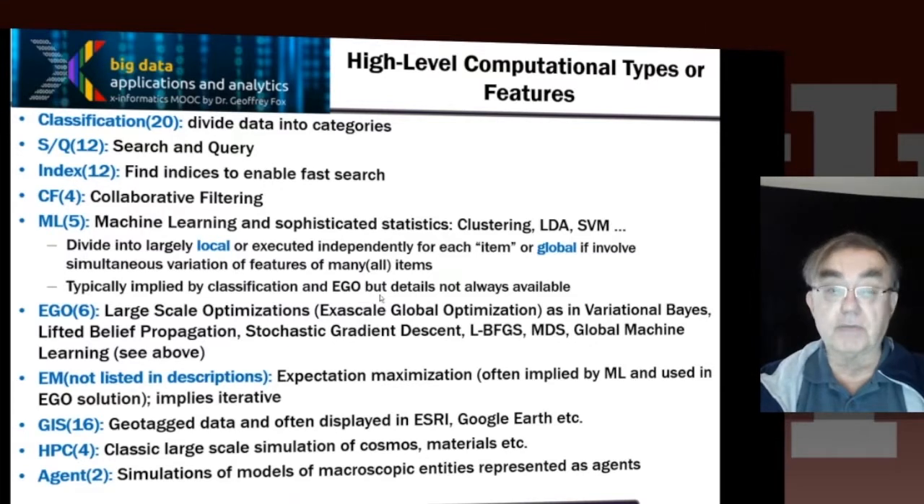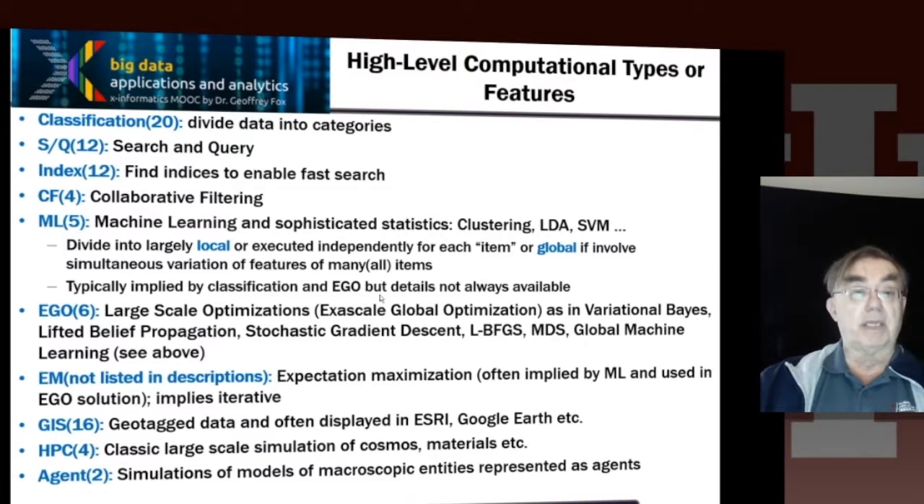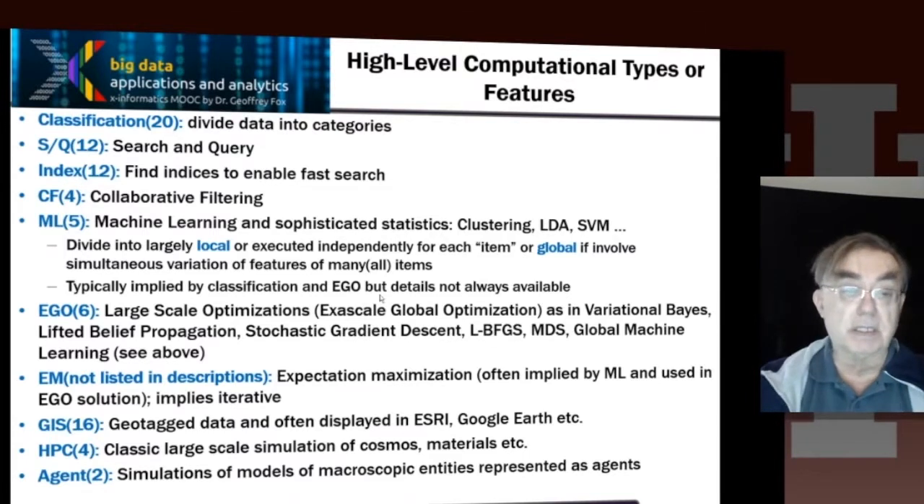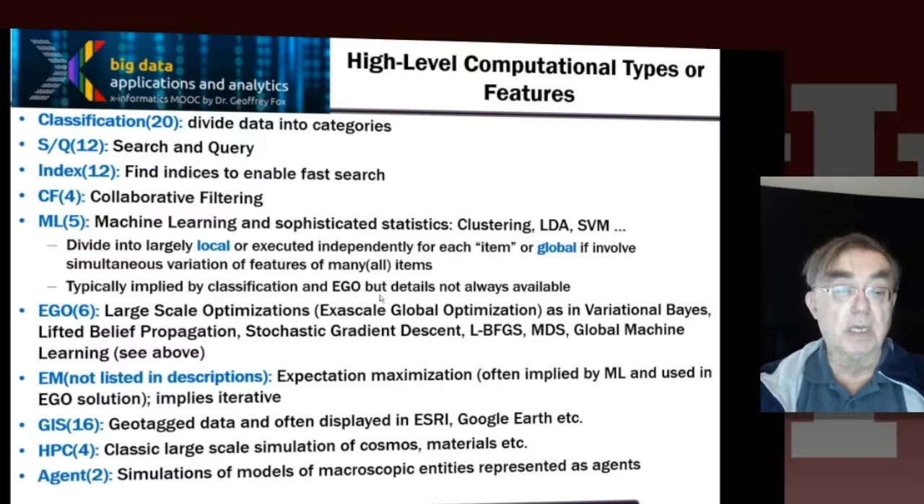A lot, of course, involves search and query. You have a big data set of diverse types, and then you need to search that data set according to special user queries. Often that is enhanced by finding indices, because indices are essentially a way of speeding up search. Collaborative filtering is a critical technology used in recommender engines, and we have 4 such use cases.